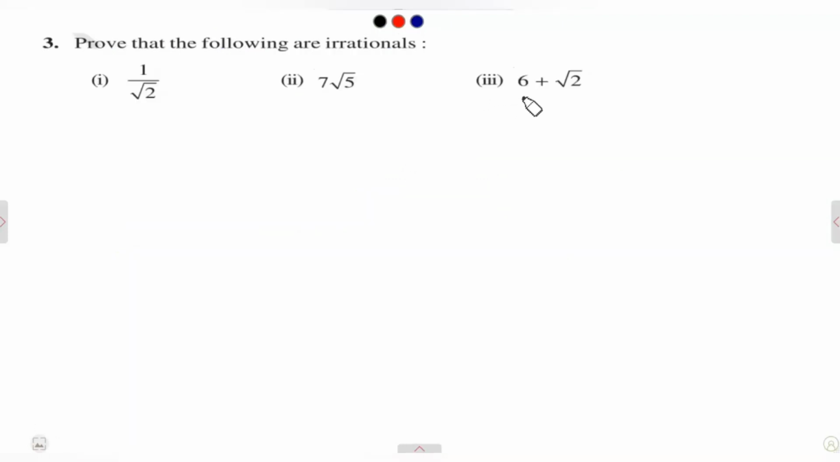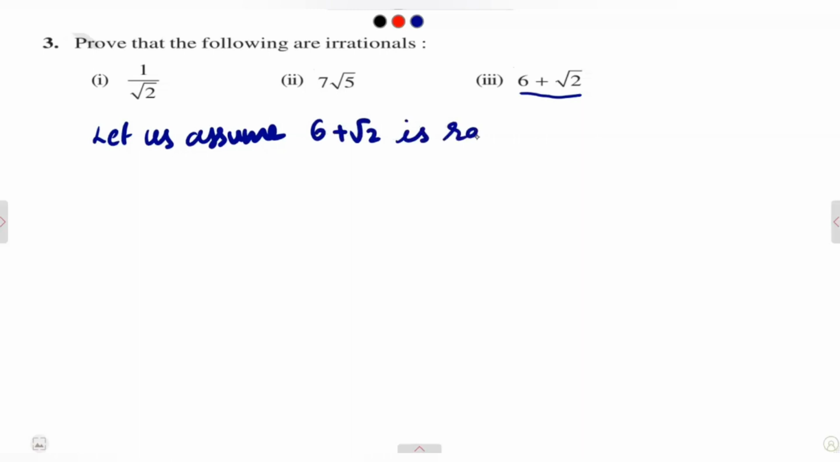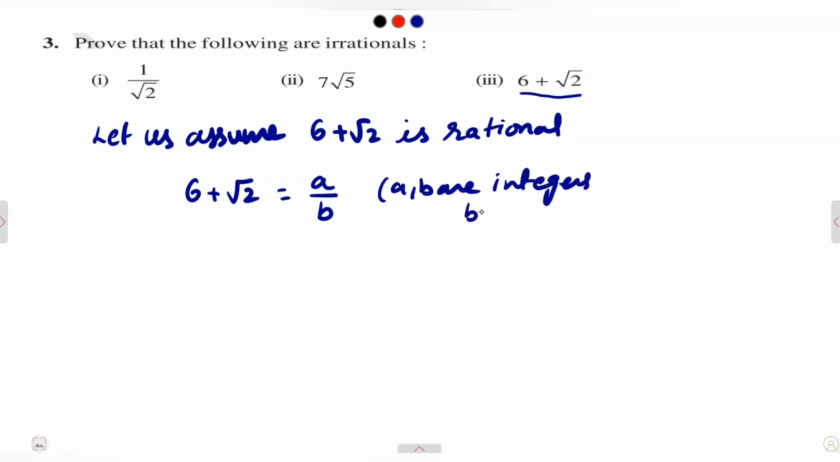Let us see the third question. 6 plus root 2 is irrational. You need to prove that 6 plus root 2 is irrational. So in contrary to that, as usual, let us assume 6 plus root 2 is a rational number. Instead of irrational, let us assume that it is rational. If it is a rational number, you can express it in the form of a by b, where a and b are integers and b not equal to 0.